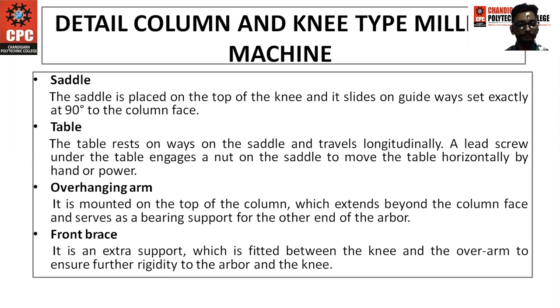Overhanging arm. It is mounted on the top of the column, which extends beyond the column face and serves as a bearing support for the other end of the arbor. Next is the front brace. It is an extra support which is fitted between the knee and the overarm to ensure further rigidity to the arbor and the knee.